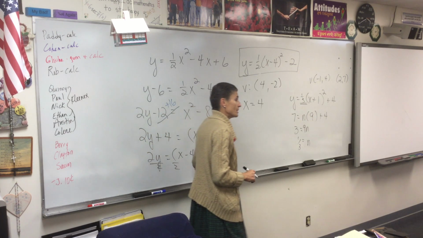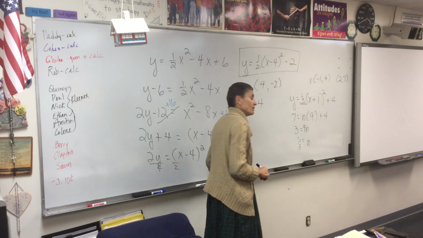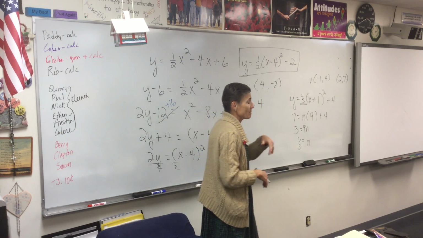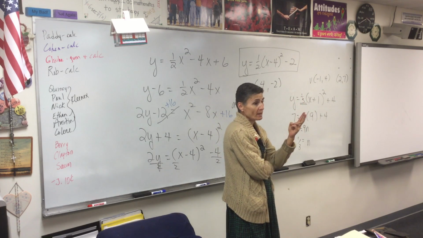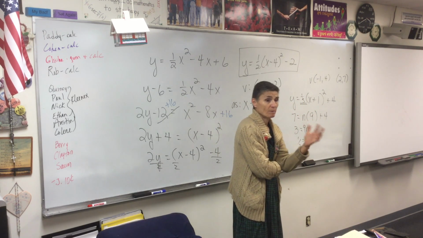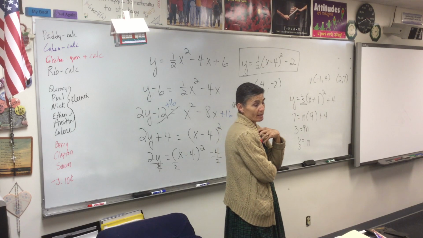The third question, if you missed that one, I don't know what to say. You need to come in and get some help. That's 2 points, 2 ordered pairs. You need to find the slope, and then you need to write the equation of the line, right?